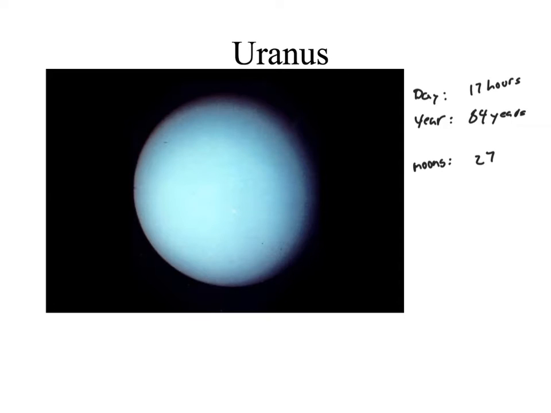So let's take a look at Uranus. Uranus has a day of 17 hours and a year of 84 years, and there's 27 moons. One of the interesting things is that while most planets are going to rotate in this general direction, we notice that this one goes this way. So it's really kind of an interesting, different phenomenon, and it changes its seasons, well, not a little bit, but in a major way.